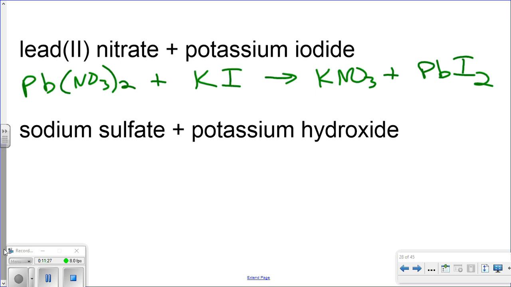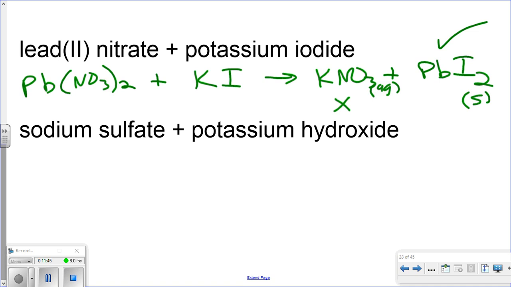You can look at any solubility chart, not just the one I showed you now 3 or 4 times. If you don't like the one I have, look it up online. This is highly soluble. That is not the source of your precipitate. This forms a yellow compound, a yellow solid precipitate. This is indeed a precipitation reaction.